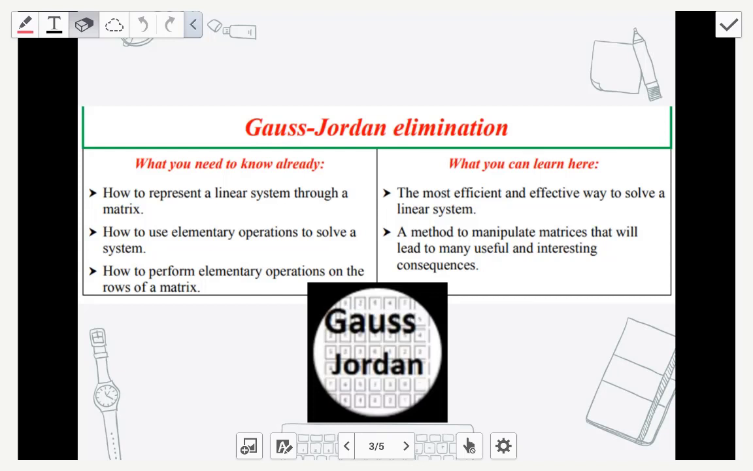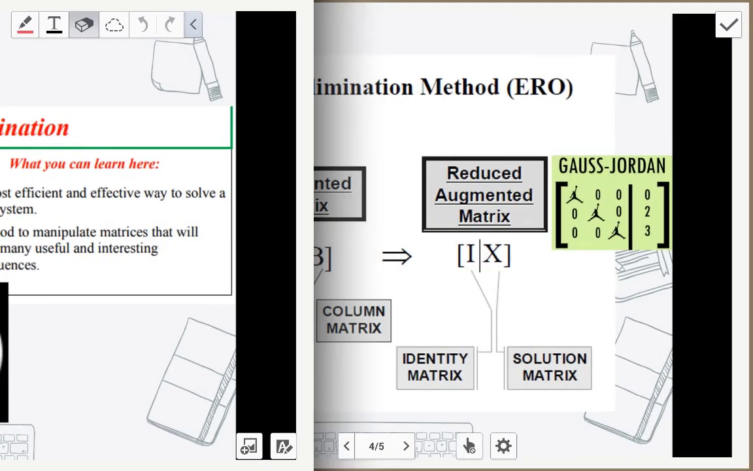Okay, so what is the Gauss Jordan elimination method? Gauss Jordan is the most efficient and effective way to solve a system of linear equations. So we will look into the notes.